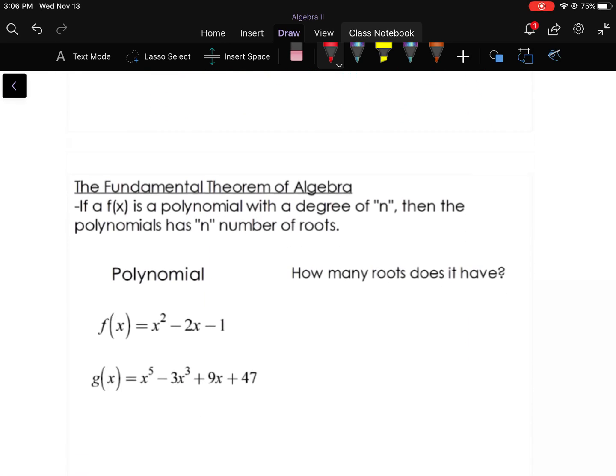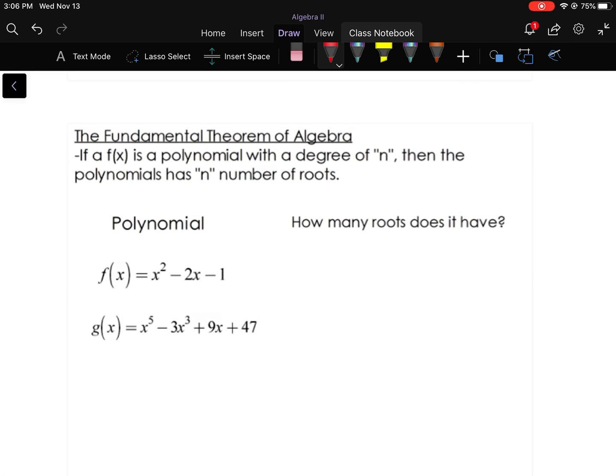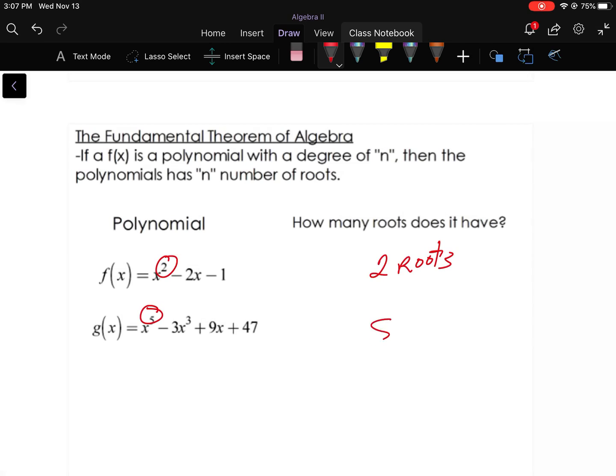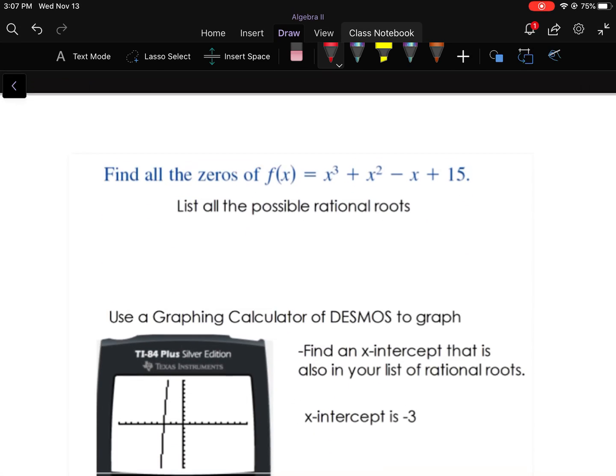Okay, now the fundamental theorem, and I gave this one away to you guys a long time ago, is that for any polynomial function of nth degree, so this is a second degree, that means I'm going to have 2 roots. Now, here's a 5th degree, that means I'm going to have 5 roots. That doesn't necessarily mean that they're all real roots or they're on the x-axis. That just means that I'm going to have that many roots. So I'm going to put this all together.